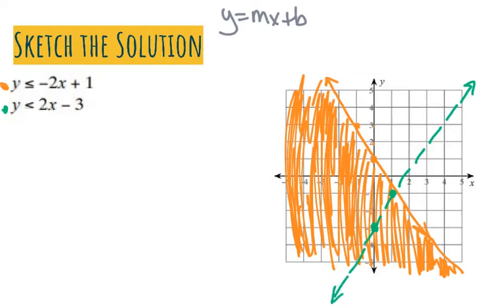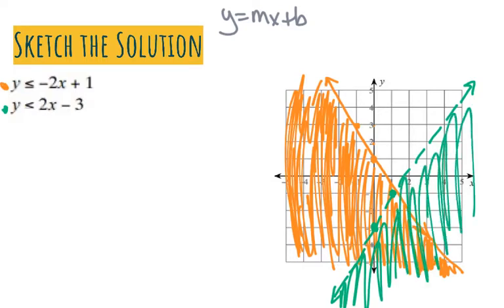And then in order to figure out where my shading is going to go, y has got to be less than. So I'm just going to go where it crosses the y-axis. It's got to be less than. So it is everything that is below this line. Right?